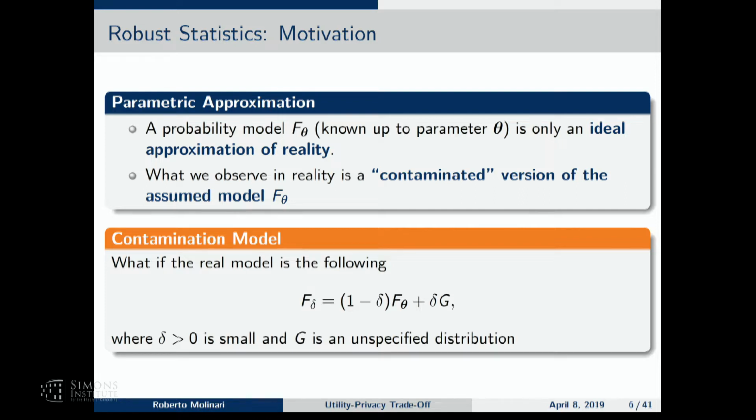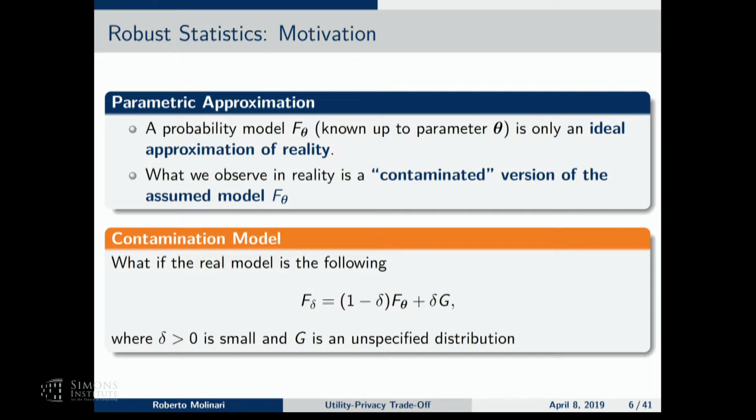So what robustness, or robust statistics, says is that this model is at best an approximation of reality. It's all models are wrong, but some are useful. So assuming that my data comes from this model is an approximation, and what we observe in reality is a contaminated version of this model that we assume.